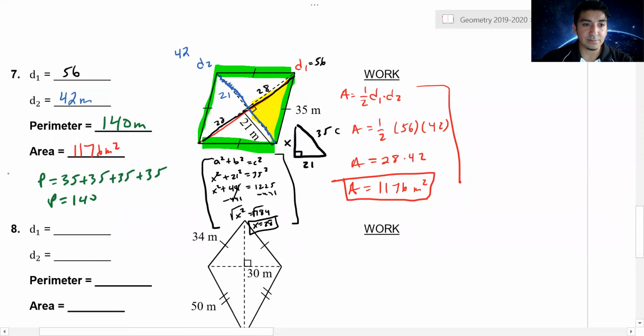Okay, guys? So there you go. Oh, don't forget your units as well.